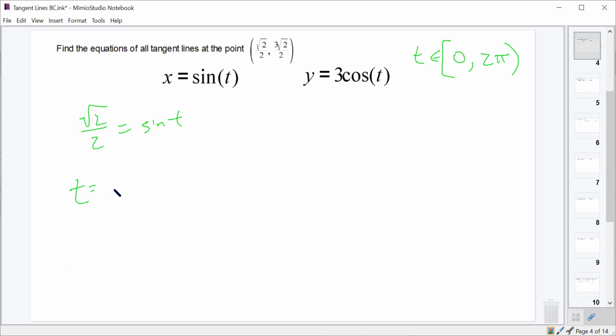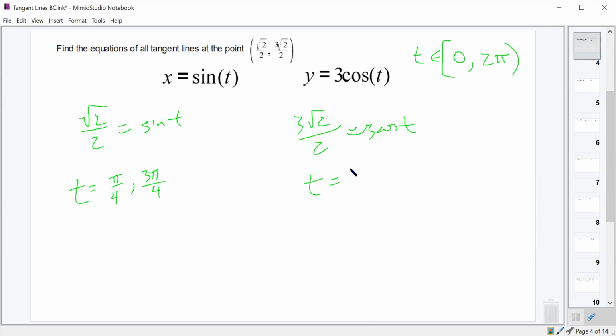When t is pi over 4 and 3 pi over 4. Okay. And what about this one? When does 3 root 2 over 2 equal 3 cosine t? Well, we can divide by the 3's, right? And that just gives us cosine of t is root 2 over 2.